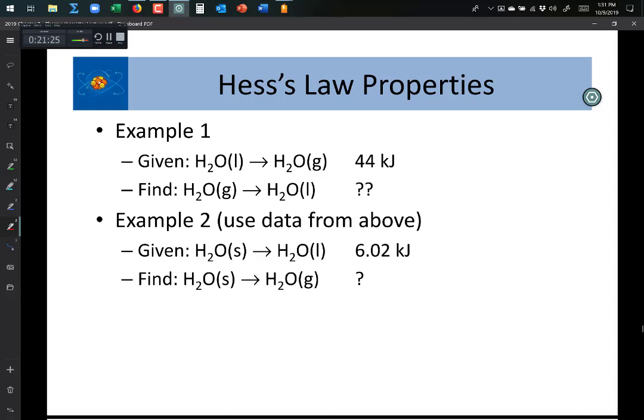So Hess's law actually has a lot to it, but it is pretty straightforward. Hess's law has to do with thermochemical equations and how the energy relates to how we write the reaction. Okay? So I'll give you just a really quick, simple example. This is what Hess's law would be.